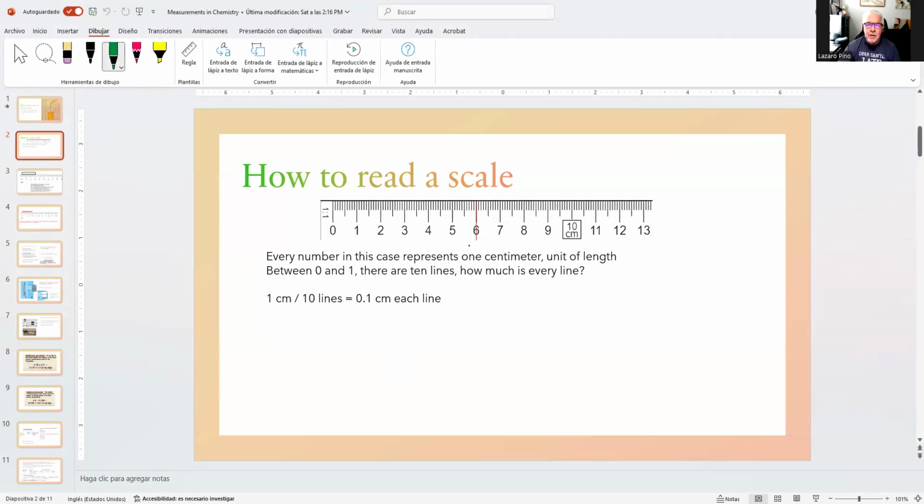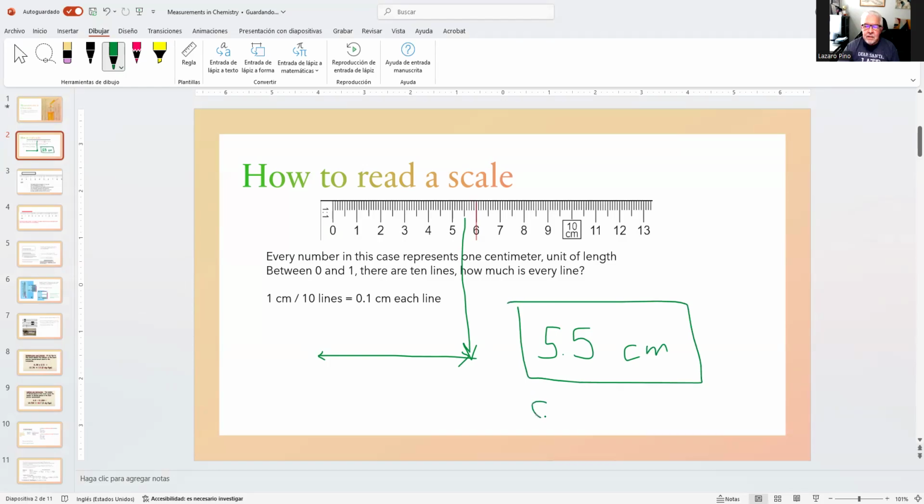If you do any measurement using this ruler, you can say, for example, if you are here, that the length of the object that you will measure is 5.5 centimeters. This is what we call certain, because it's what you can measure.